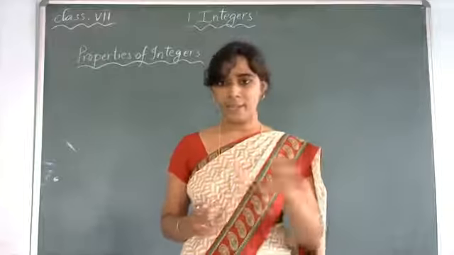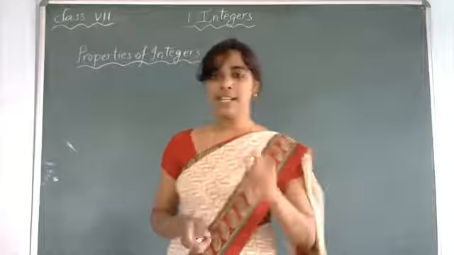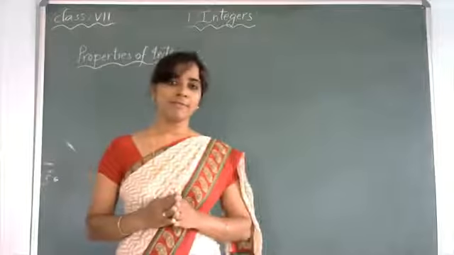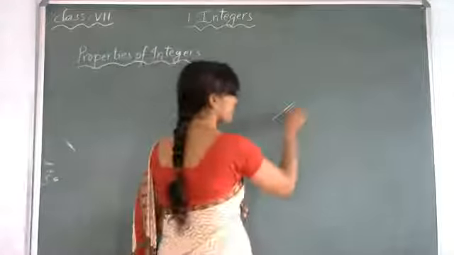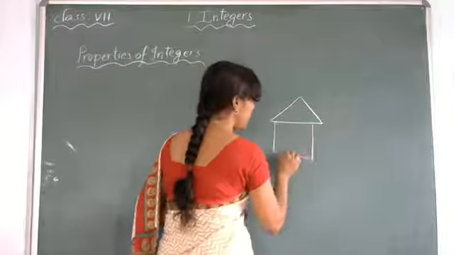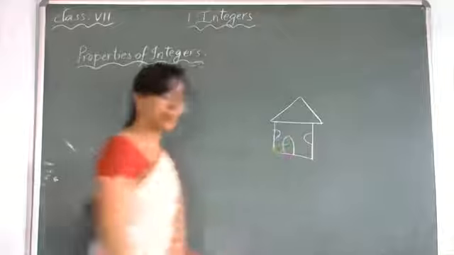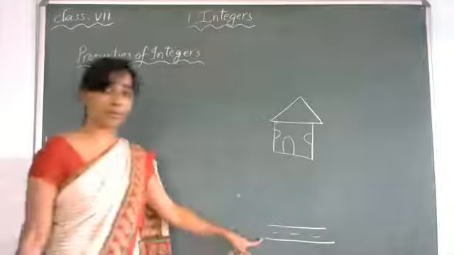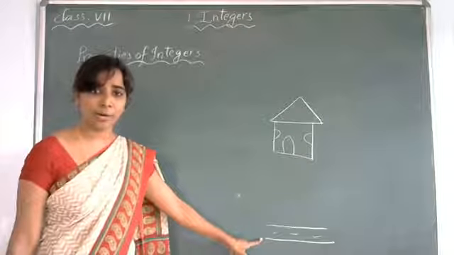That also I will explain through an example. So what is the example? I want to go to my house. My house is here. I am going to reach my house. I am standing here on the road. So from the road, I want to go to my house.